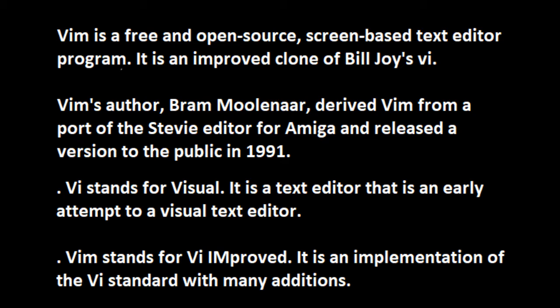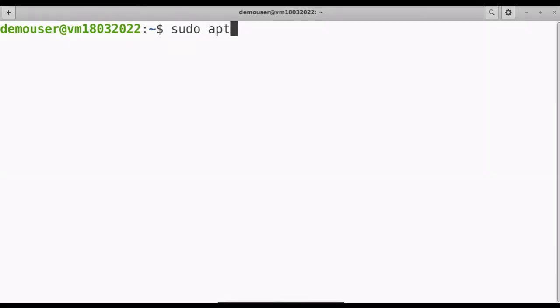VI stands for Visual. It is an early attempt at a visual text editor, and VIM stands for VI Improved. It is an improved version of VI. Most of the Linux distributions come with VIM already installed. If you didn't find VI on your machine, do not worry. You can install it by executing the sudo apt install vim -y command. Here on my machine, it is already installed.